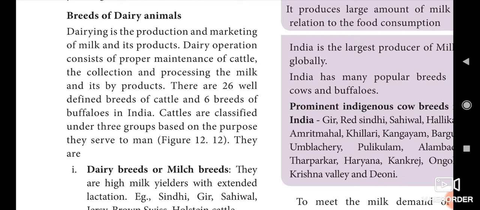What are the byproducts of milk? Curd, buttermilk, then ghee, butter, cheese. These are the byproducts of milk. There are 26 well-defined breeds of cattle. Underline that. How many breeds of cattle are there? 26 well-defined breeds of cattle and 6 breeds of buffaloes are in India.